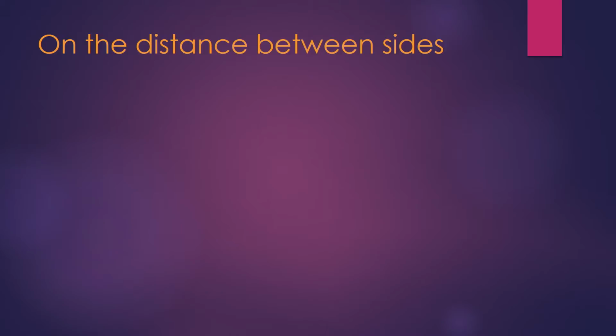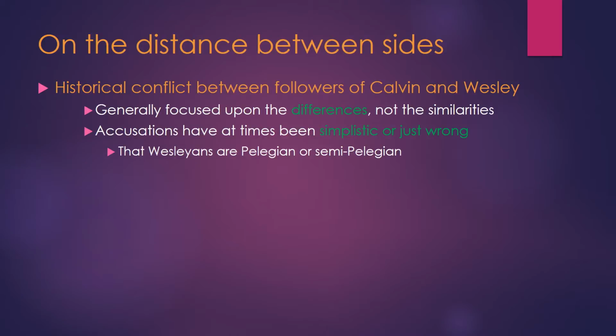Now, the debate between Wesleyans and Calvinists on this point of theology has been long and has been bitter. It has generally focused upon the differences, not the similarities, and at times accusations have been simplistic or just wrong. So there have been accusations that Wesleyans are Pelagian or semi-Pelagian. We're not. Or that we believe in a works-based righteousness, that you earn your way to heaven by doing good works. We're not. Or that Calvinists are fatalistic and mechanistic. Well, it's not true. And at times it has been a really bitter and ugly discussion. And there still seem to be people who want to get on their soapbox about this theological point.